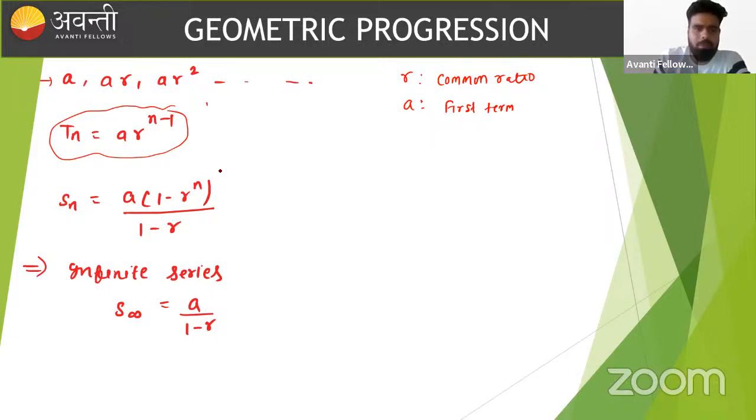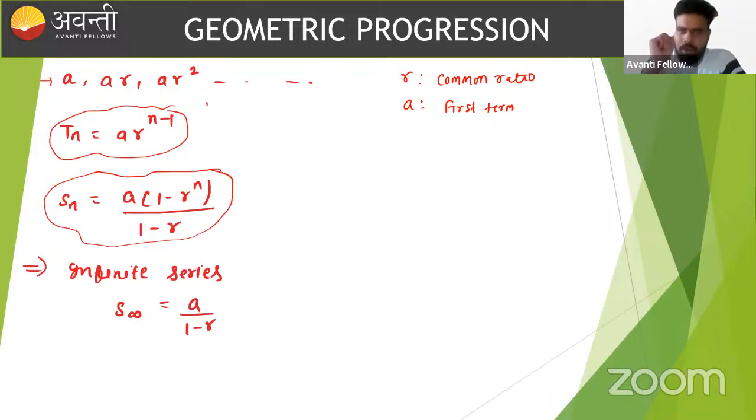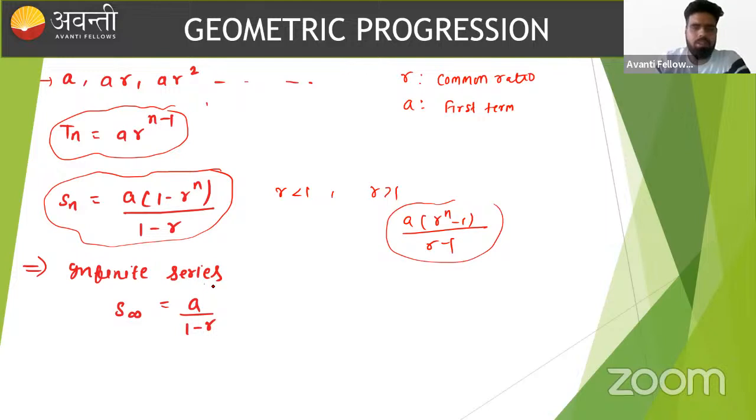What is the sum of the first n terms? We have to remember this: a times 1 minus r raised to power n divided by 1 minus r. We have to see when we apply this formula, when r is less than 1. When r is greater than 1, we apply a r raised to power n divided by r minus 1. I hope this is understandable for all of you. And suppose the sum of infinite terms is given.